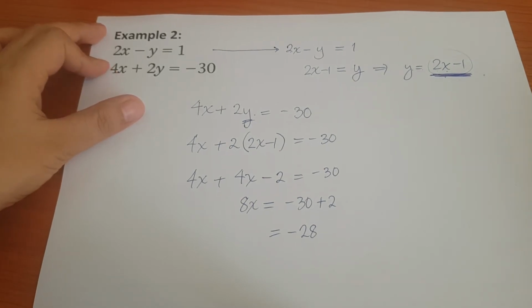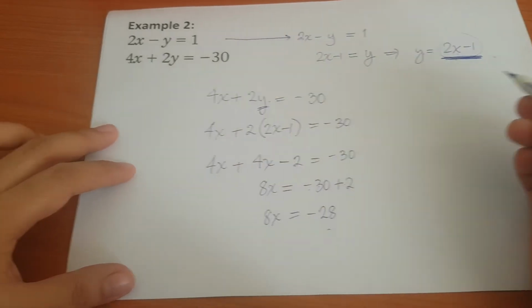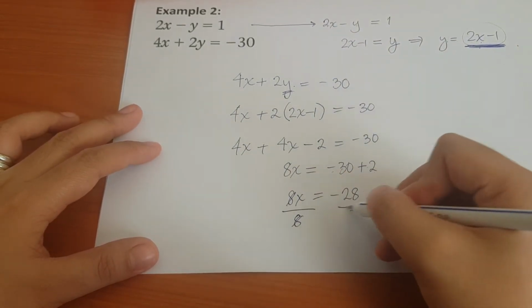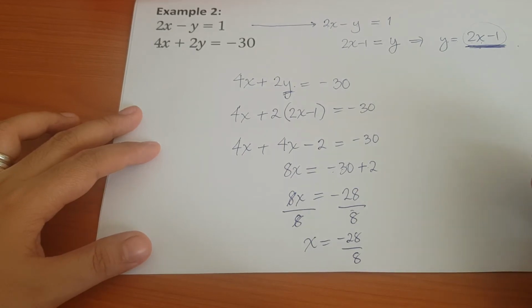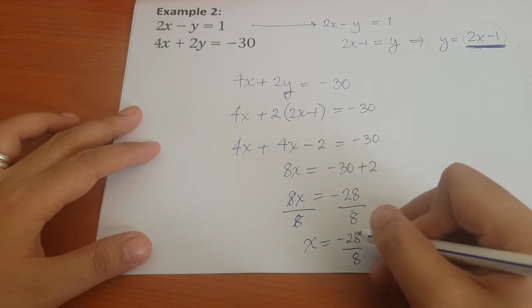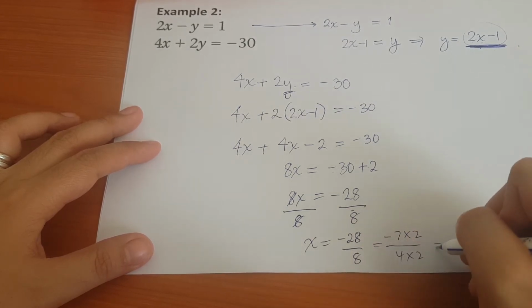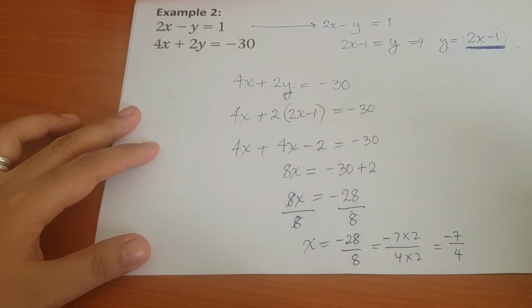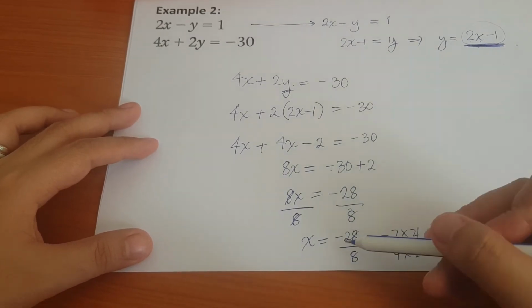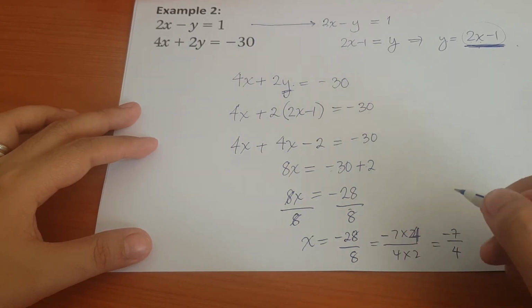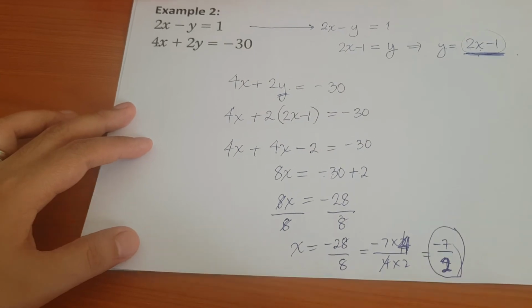Okay, let's continue. So minus 30 plus 2, it's minus 28. Here, 8x. So I'll divide both sides by 8. So x is minus 28 by 8. Here, I will divide each by 2, since the common factor here is 2. So minus 28 becomes minus 14 and 8 becomes 4. Again 2 is common, so minus 7 by 2. So x is minus 7 by 2.